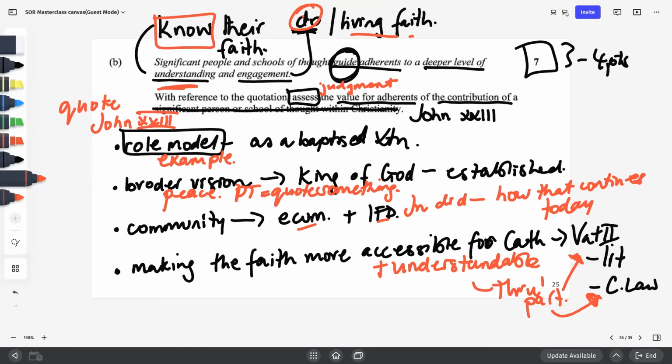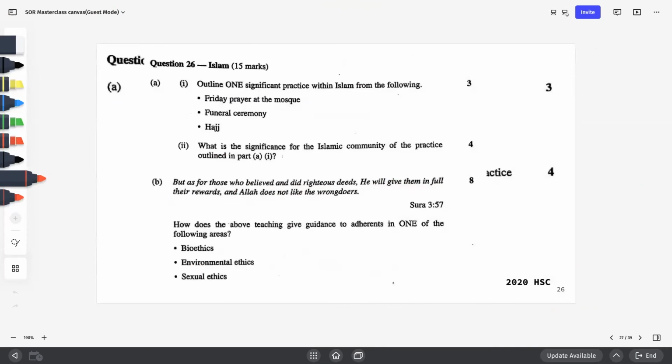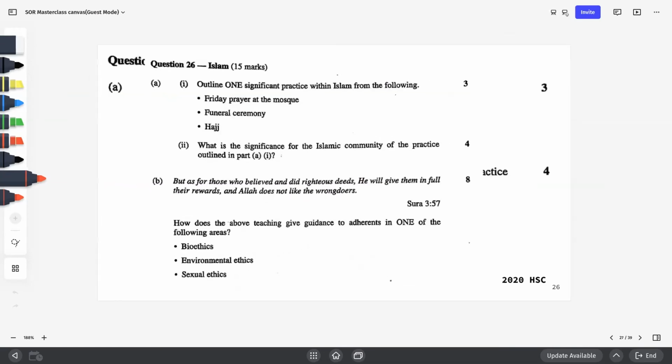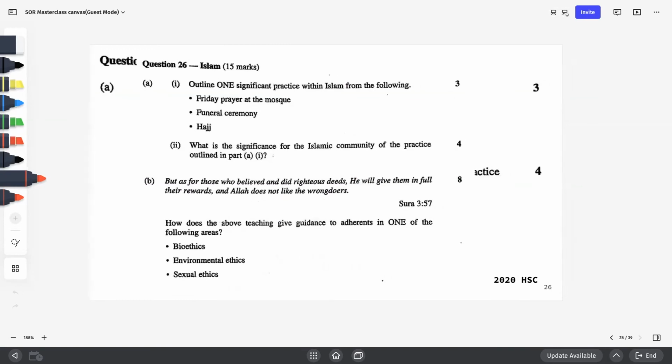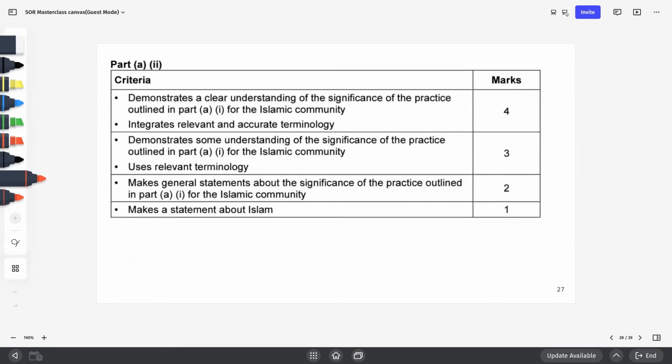That looks very messy. Okay, so we can do the same thing with Islam. So this is the 2020 HSC question. All right. You've got this religion and ethics question over here, practice, and then you've got ethics down the bottom. Again, the first question was the trial. This question's the HSC, but we can still see exactly here.